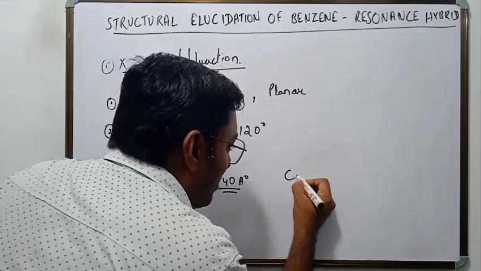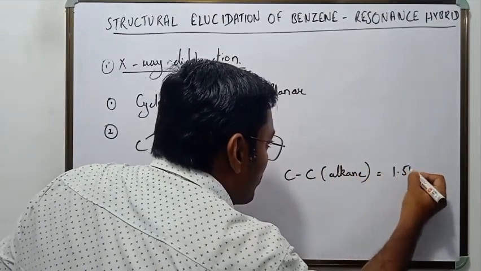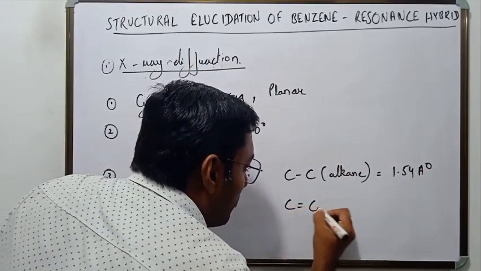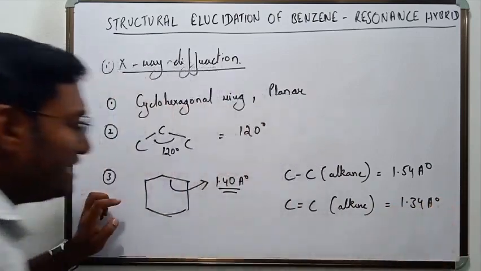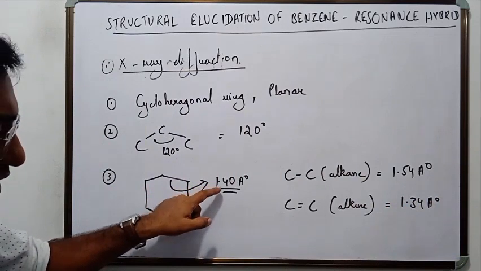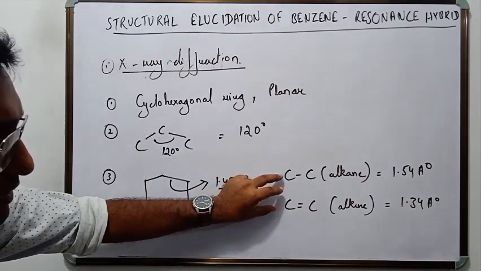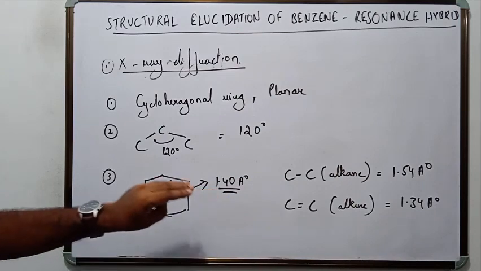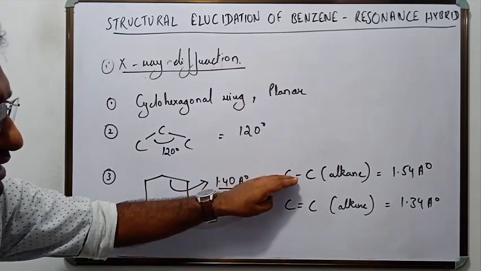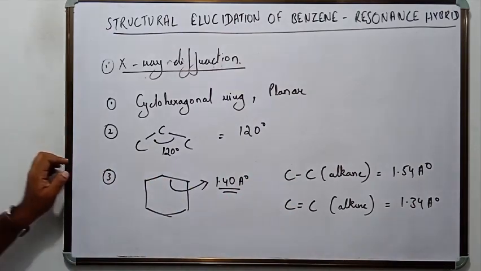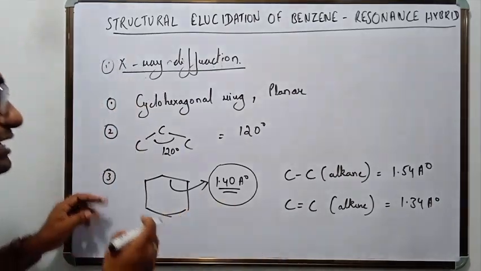So, the carbon-carbon bond length in alkane is 1.54 angstrom. The carbon-carbon double bond in alkene is 1.34 angstrom. So that indicates that the carbon-carbon bond in benzene is neither a single bond nor a double bond. It is somewhere in between. All the carbon-carbon bonds of benzene are intermediate between single bonds and double bonds, or between sigma bond and pi bond.